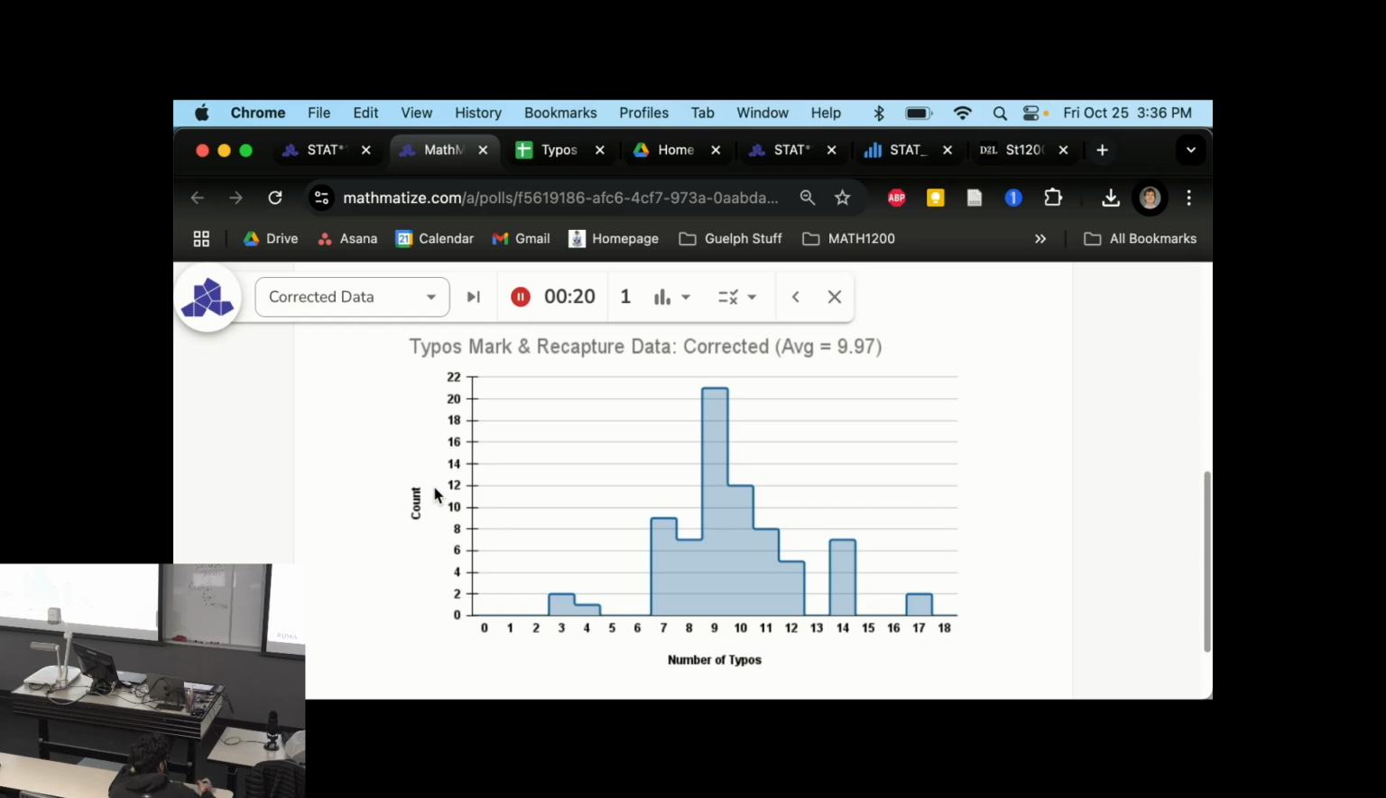And this is the amazing thing that got me really excited. The average of all the numbers you guys put in is 9.97. So even though you didn't catch all the typos, by using the formula, on average, you guys found them all, or you knew the number of typos. So you can imagine how useful this would be to be able to figure out the population of a species of animals without having to catch them all. This is like magic to me.